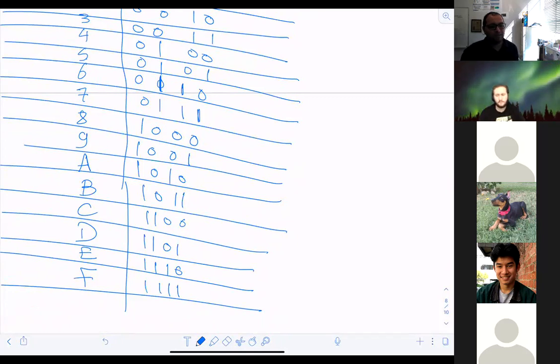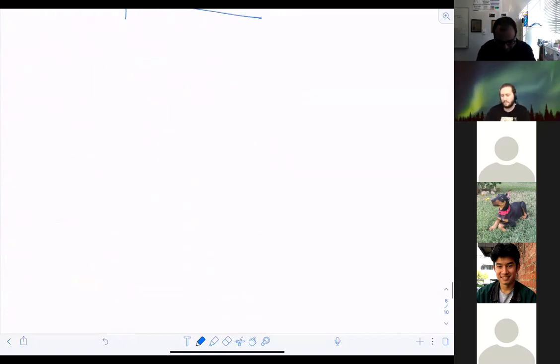Does it make sense? Yeah. So if you want to go from hex to binary, you take every single digit and break it into 4. If you are in binary and you want to go to hex, you combine every 4 bits and represent them as 1 digit. Let's practice.